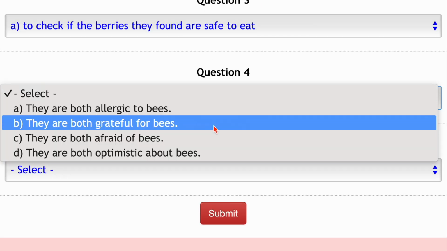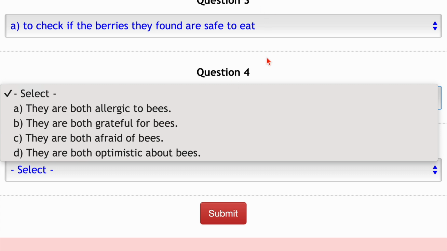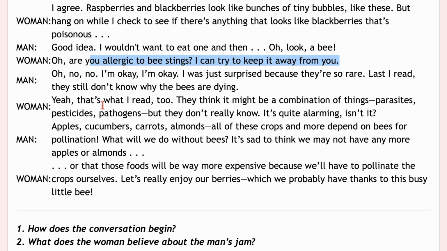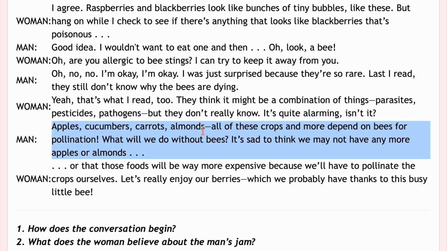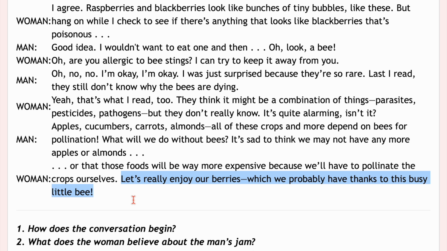And then over here, they are both grateful for bees. So they were speaking about how they are thankful because bees help grow fruits and vegetables. That's what it said over here. Apples, cucumbers, almonds, all these crops, foods we grow, and more depend on bees for pollination. What will we do without bees? And then in the end, let's really enjoy our berries, which we probably have thanks to this busy little bee.